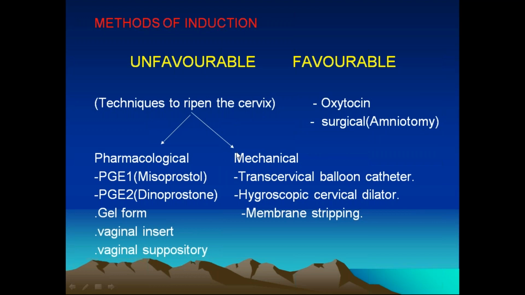To ripen the cervix, we'll go with either mechanical methods or pharmacological methods. In pharmacological methods, we'll use prostaglandins. Mostly we'll use dinoprostone, that is PGE2, either in gel form, vaginal insert or vaginal suppository. The other form is PGE1, that is misoprostol. These are the pharmacological techniques we'll use to ripen the cervix. And for mechanical methods, generally we'll use a hygroscopic cervical dilator or a transcervical balloon catheter. Apart from these, we'll use membrane stripping, that is, we'll strip the amniotic membranes.